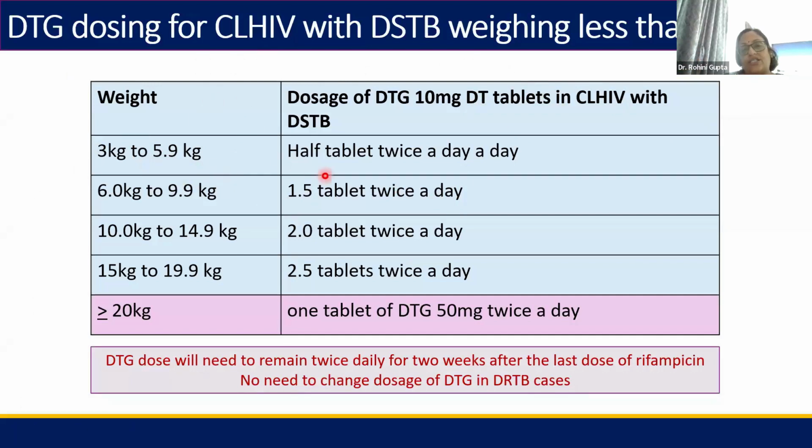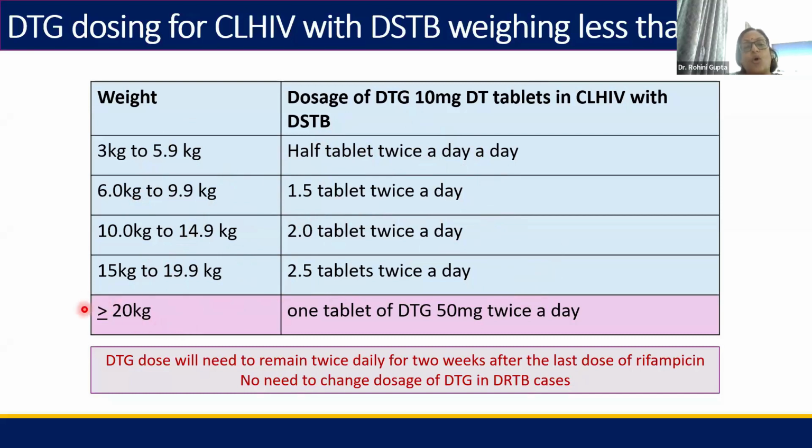So for children with drug sensitive TB, the dosage of DTG 10 milligram DT tablets between 3 to 5.9 kgs would be half tablet twice a day. 6 to 9.9 kgs would be 1.5 tablets twice a day. 10 to 14.9 would be 2 tablets twice a day. 15 to 19.9 kgs would be 2.5 tablets twice a day.